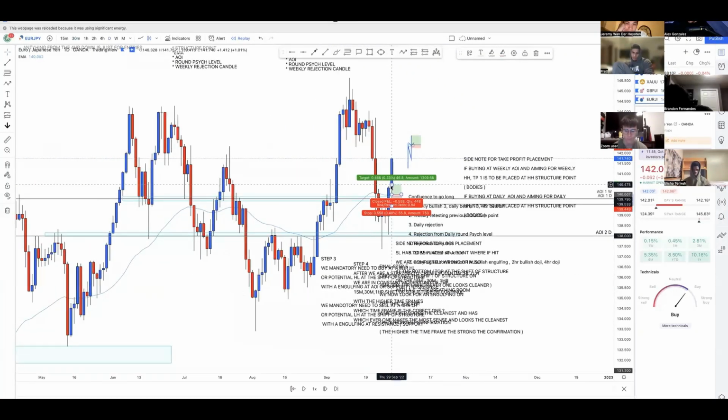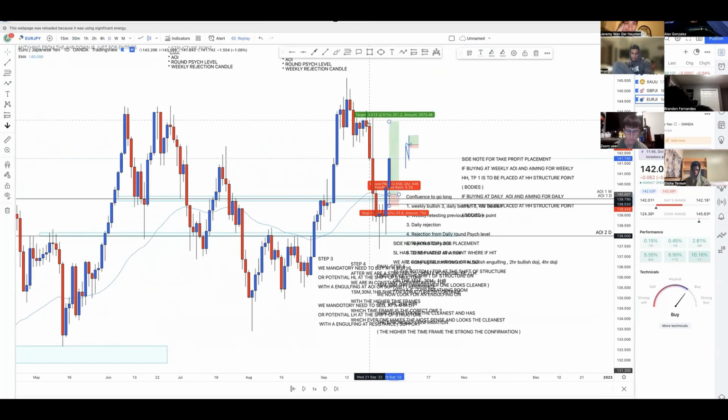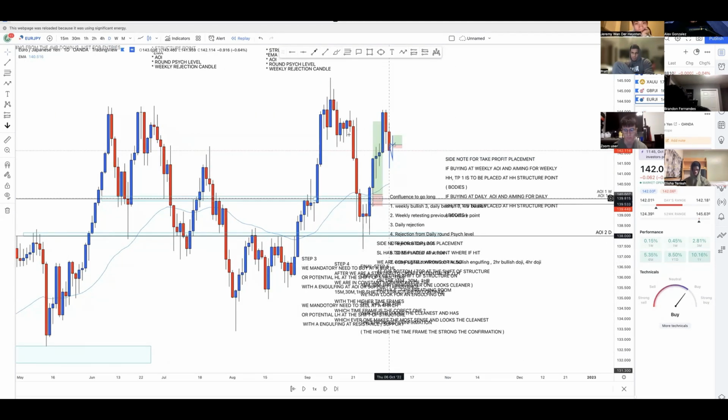So then this right here, we would place it at our daily structure point, which would be this point right here. You guys are seeing how that makes sense? How that's simple? And then what you do after that, you just set and forget, and then boom, your take profit gets hit. It's literally that simple.